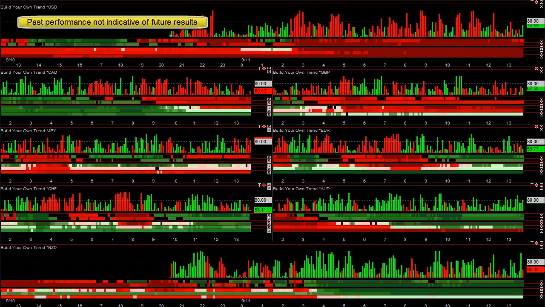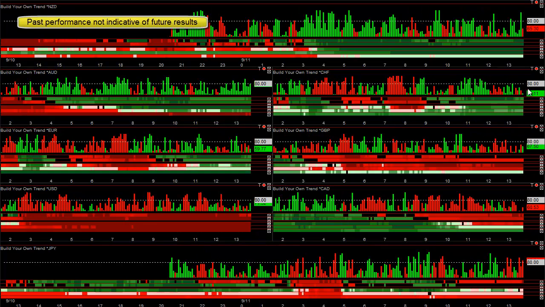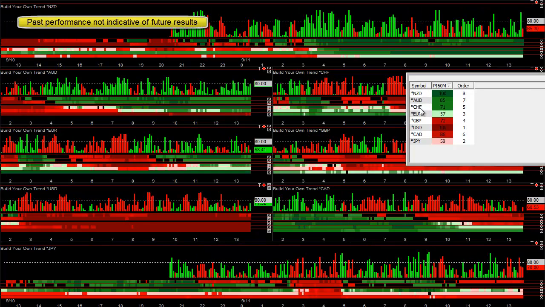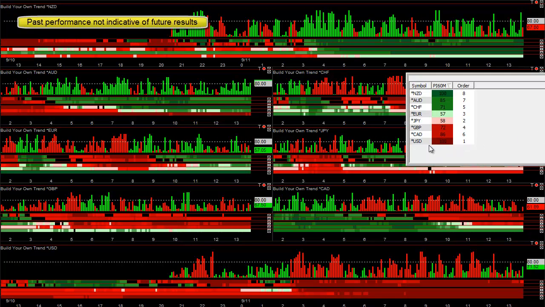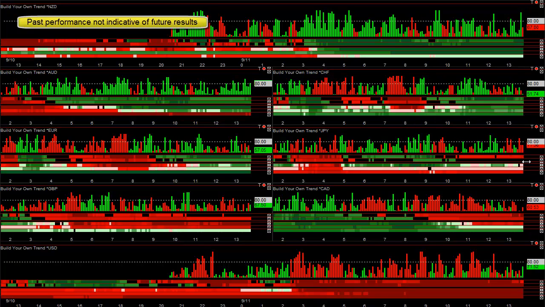You can sort and see all the strongest currencies on the top: New Zealand, Australian, Swiss, and Euro. The weakest ones are the yen, the CAD, and the dollar right now. Let me reflip that. The dollar. And so basically, the first step of our three-step Forex trading system is to simply look for buys in the strongest currency versus the weakest.